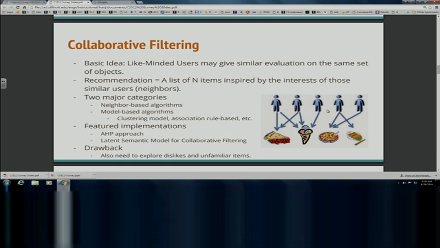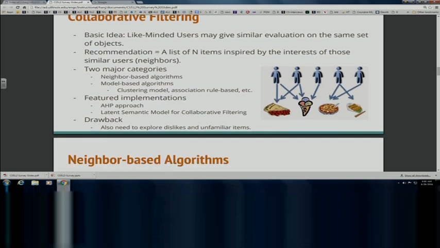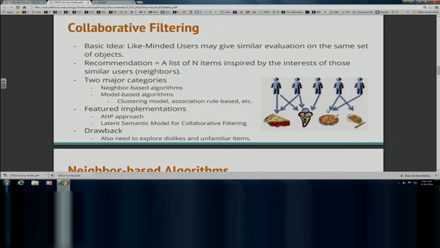There are two major categories on this. There are neighbor-based algorithms, and there are model-based algorithms. Model-based algorithms are more complicated, but they are more mathematically generated and more convenient. There are also drawbacks to collaborative filtering, because you also need to explore dislikes and unfamiliar items for everybody, because maybe you don't just dislike them, you just don't know them, so you didn't mark them.